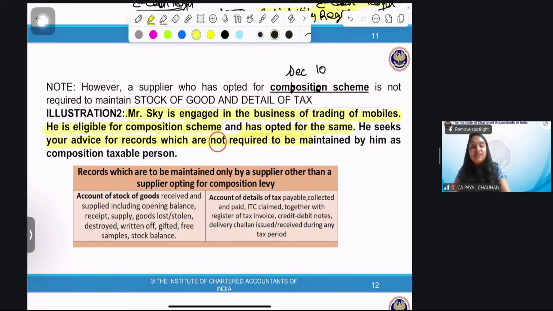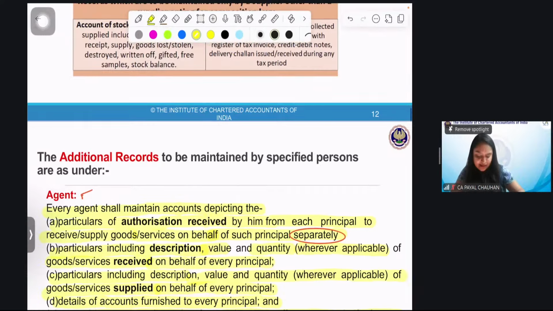Now, if you're a composition dealer, you need not have two books of account. That is, no need to go ahead again and again.